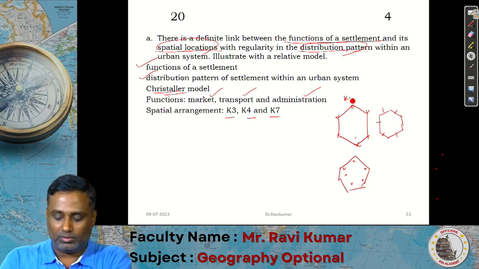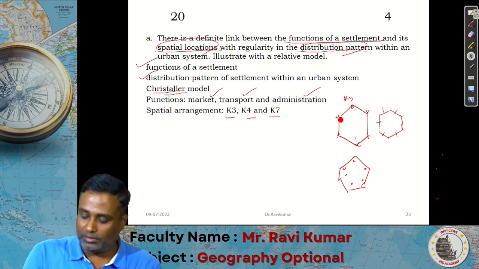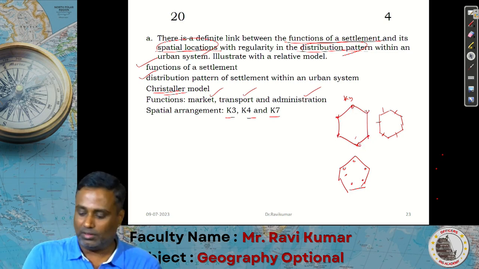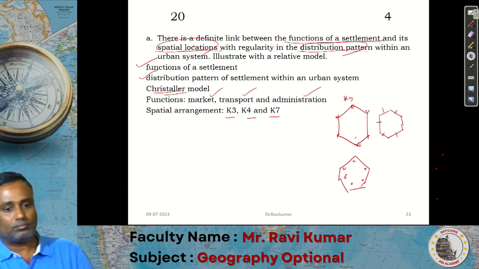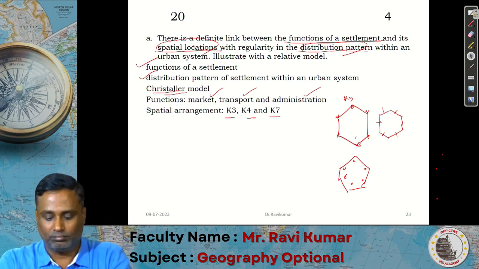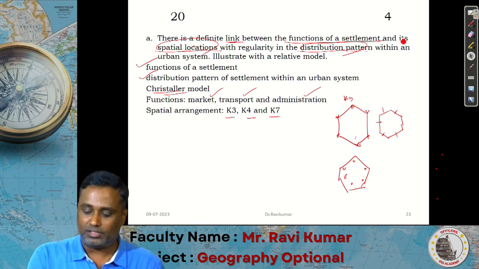No. See here you are talking about the spatial location of settlement, which will be given based on their functions. The location of settlement will be at the edge of the hexagon for the market model, in the middle of the side in the transport model, and inside the hexagon in the administrative model. Now we are explaining the spatial location by using the three models. Because we will bifurcate the question into function and space. Function we are discussing on market, transport, administration. If we again discuss the K3, that is again the same content. See, the question itself is linking it. Just read the first line: the link between function of settlement and the spatial location.